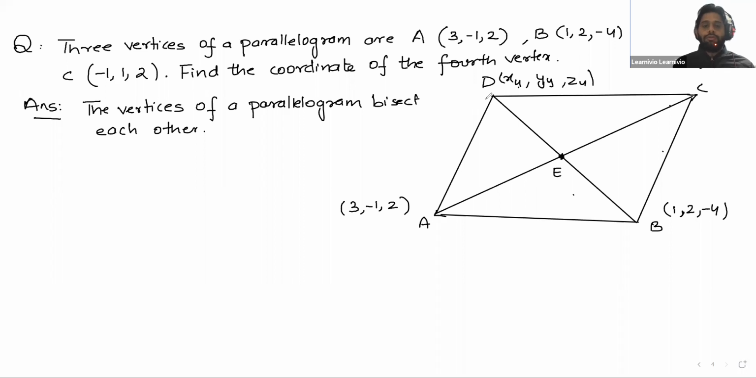The diagonals of a parallelogram bisect each other. I hope everyone remembers this property. So these are the two diagonals of a parallelogram. These bisect each other. So what does it mean by bisect each other? That means this point E divides this diagonal in the ratio 1:1. Similarly, this point E divides this diagonal in the ratio 1:1.